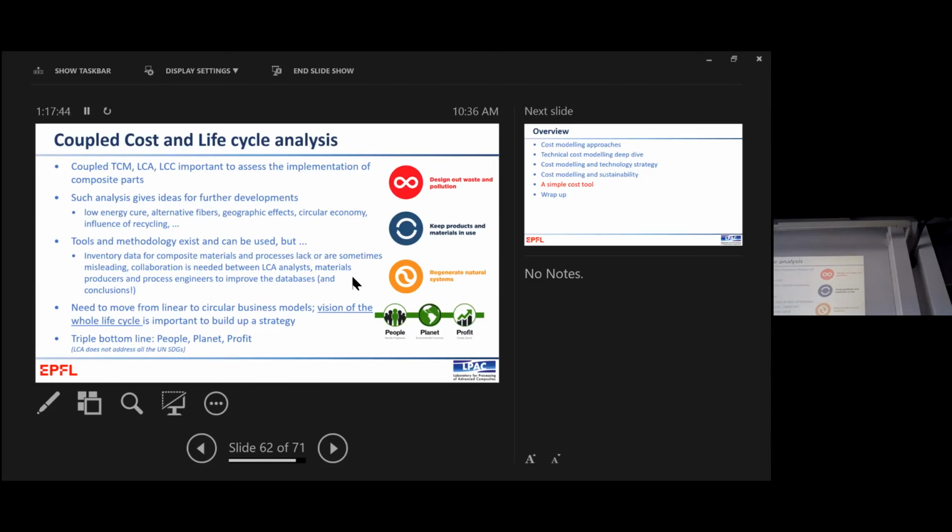We need to design out waste and pollution in our processes, getting rid of the trim, for example, trying to keep products in use, and we need to regenerate natural systems. We can't just look at cost by itself. People like to talk about the triple bottom line. Traditionally, we looked at profit, cost, and return on investment. We've got to look at people and the planet. And one really small thing to point out is that life cycle analysis doesn't address all of the UN Sustainable Development Goals. Small print. It's a brilliant tool. We need to use it more and more.